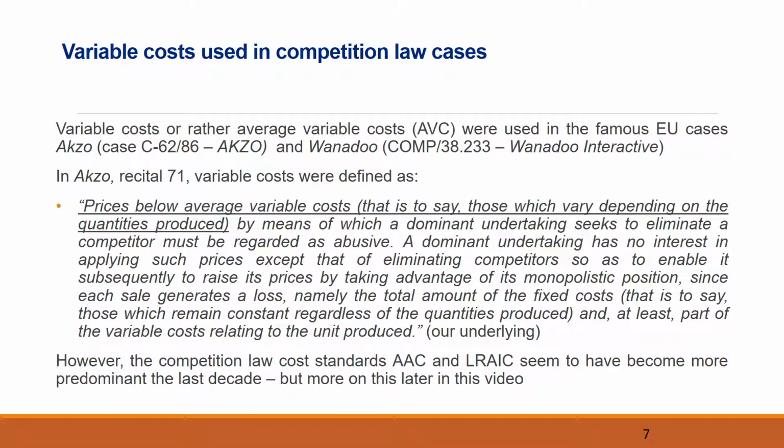Variable costs, or rather average variable costs, have been used in competition law cases such as AKZO and Wanadoo. In AKZO, variable costs were defined as those which vary depending on the quantities produced, and thus separated from fixed costs, defined as those which remain constant regardless of the quantities produced. However, the competition law cost standards, AAC and LRAIC, seem to have become more predominant in the last decade, but more on this later in this video.